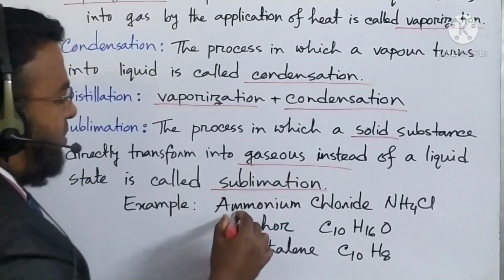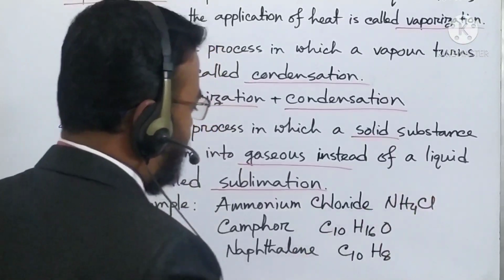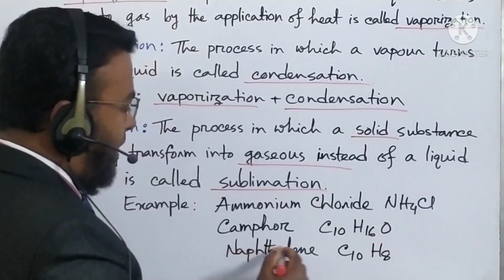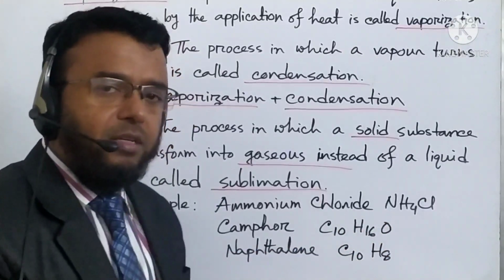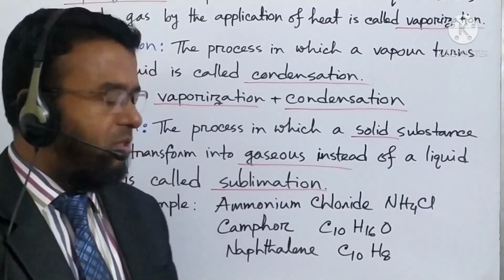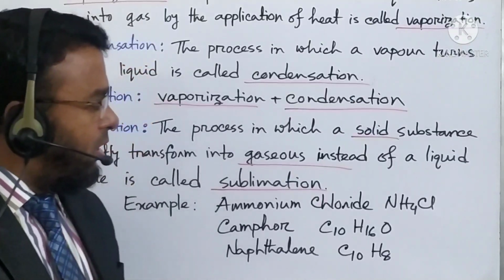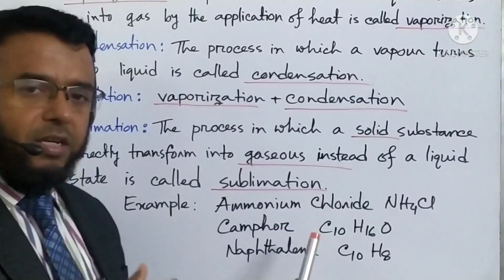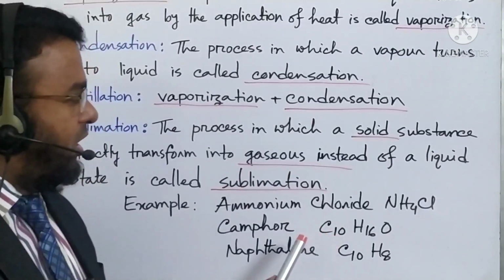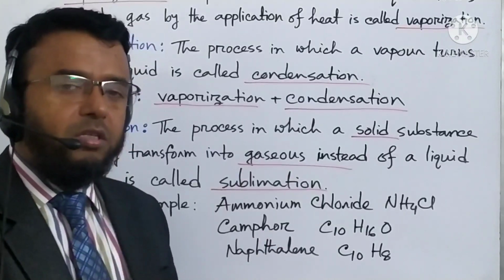So I have given some examples: ammonium chloride, NH4Cl, then camphor C10H16O, then naphthalene C10H8. More examples can be given: solid carbon dioxide is also a sublime substance, then iodine. If we apply heat directly to these substances, they will just convert to gaseous substance. For this reason, these are sublime substances and the process is called sublimation.